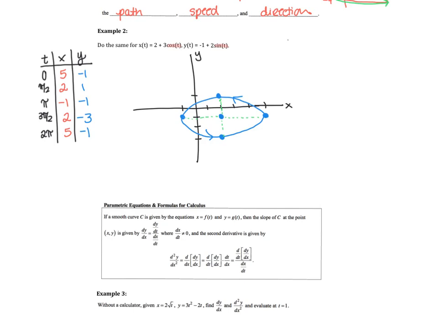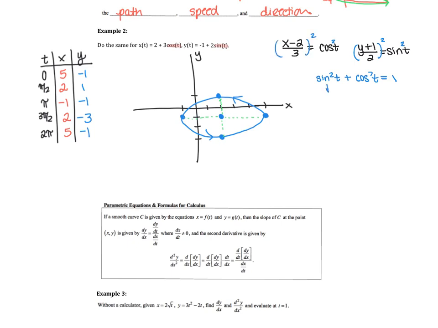So in my x equation, I'll have x minus 2 all over 3 equals cosine of t. And then in my y equation, I'll have y plus 1 all over 2 equals sine of t. And now, how can I combine these two? Well, think about what you know about sine and cosine. My Pythagorean identity says sine squared t plus cosine squared t is equal to 1. So what I can do is square sine and cosine, and I can do that as long as I square both sides of my equations.